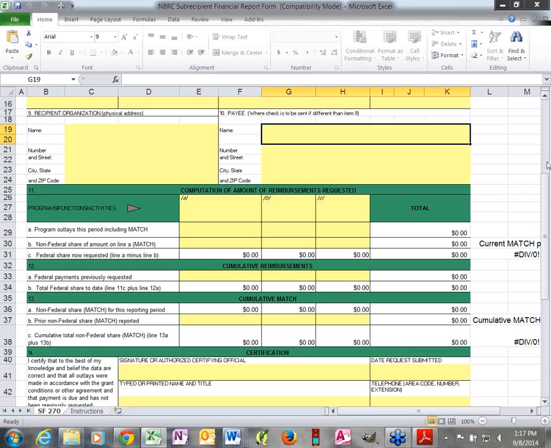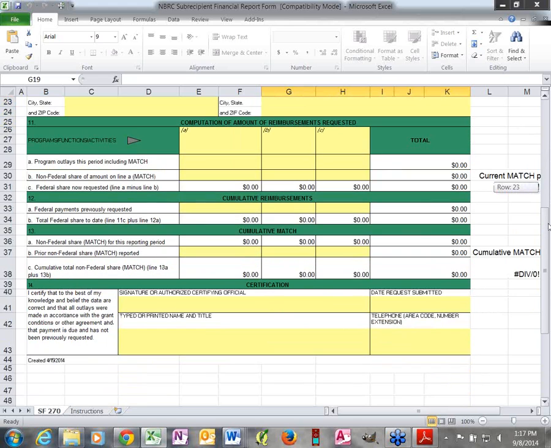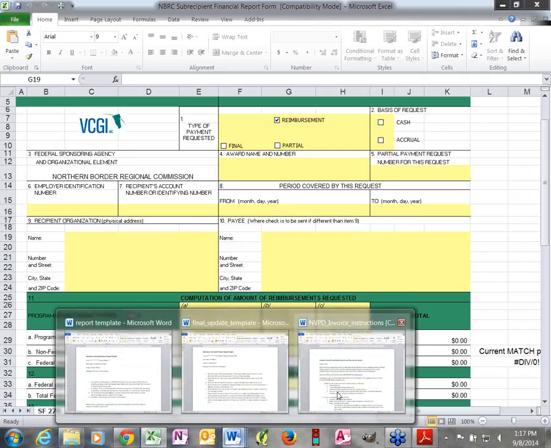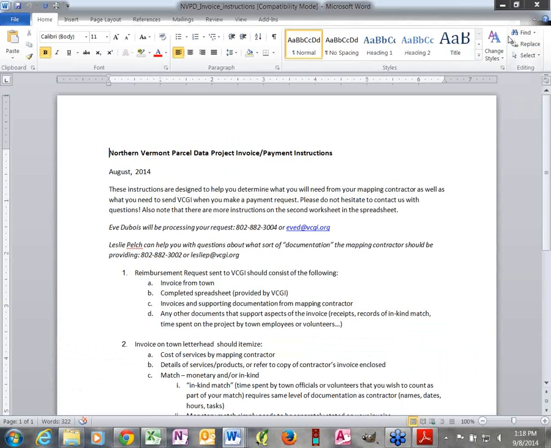Trying to think if there's anything else I need to say about this. I don't think there is. So the final part of this reimbursement request would be your invoice. So now I'm just going to go to the invoice instructions that I think I also sent out to everybody. And let me know if I didn't send you this.